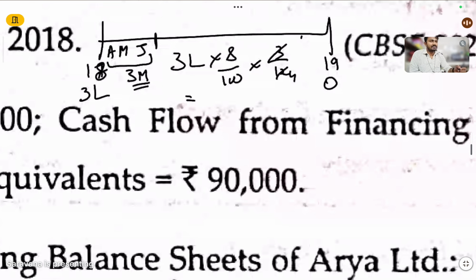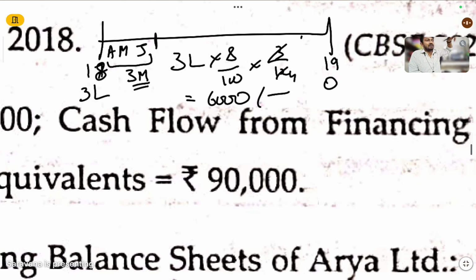How to do this in mind? 3 lakh, 10% is 30,000. For 8%, 3 8s are 24, so 24,000. Correct? For how much? For 1 year. For 1 year it is 24,000. Then 24,000 for only 3 months, that is 1/4. Divide by 4 and you will get 6,000. Clear? So like this also we can do.